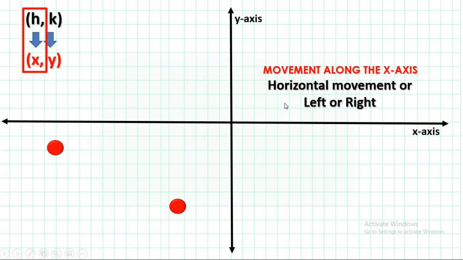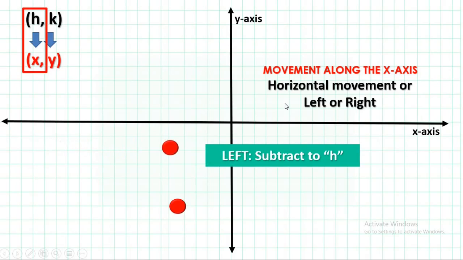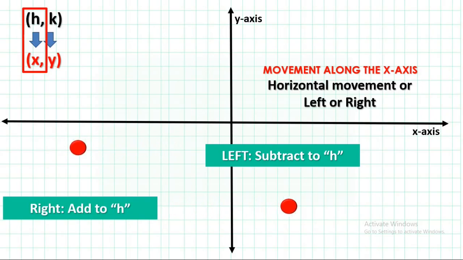So if the movement is to the left, we are going to subtract to h. If the movement is going to the right, we are going to add. So definitely if there is a movement to the left, it is subtraction. If it is a movement to the right, that will be addition. And where are we going to add or subtract? Given the vertex, we are going to add or subtract to h because h corresponds to x and x is also pertained to as the one identified along the x-axis.